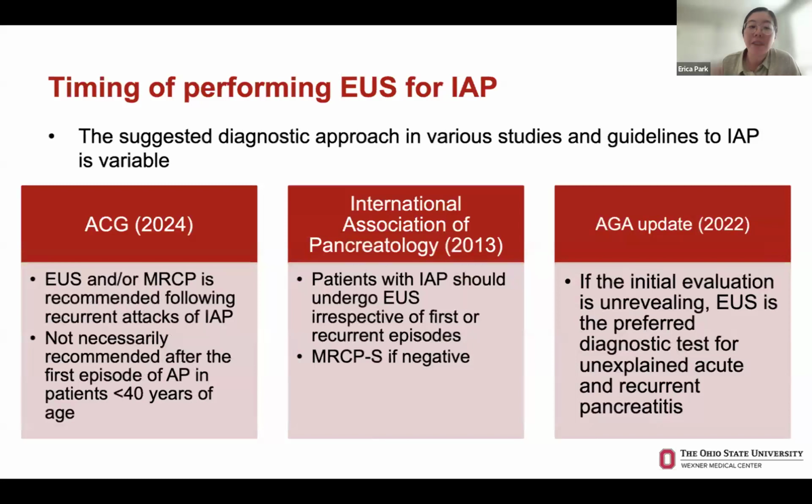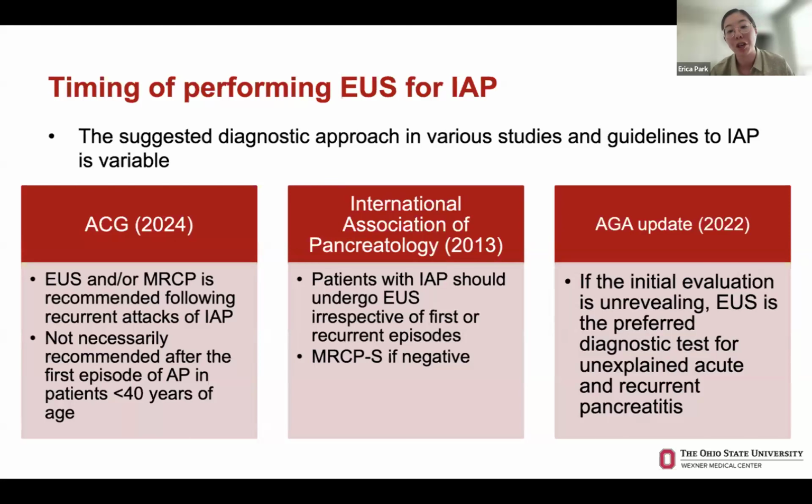So given the variety of literature, the suggested diagnostic approach regarding if we should do it before recurrence occurs or after a recurrent attack is very variable amongst the guidelines. ACG just came out with updated guidelines this year on management of acute pancreatitis. And they do say that EUS or MRCP is recommended following recurrent attacks of IAP. It's not necessarily recommended after a first episode of acute pancreatitis in patients who are young, but they do recommend EUS for patients over 40 presenting with acute pancreatitis as their risk of a pancreatic tumor is higher.